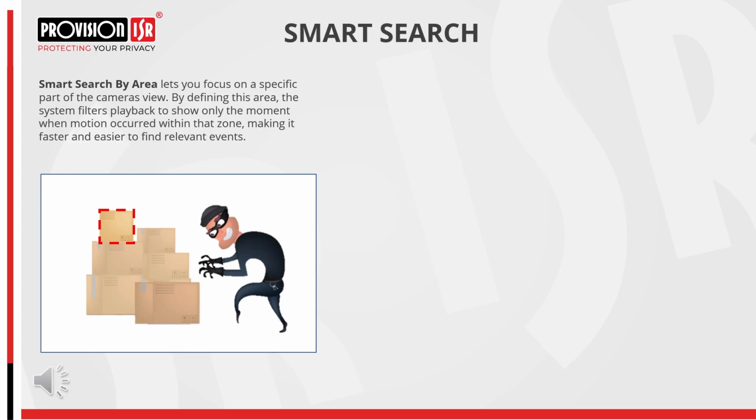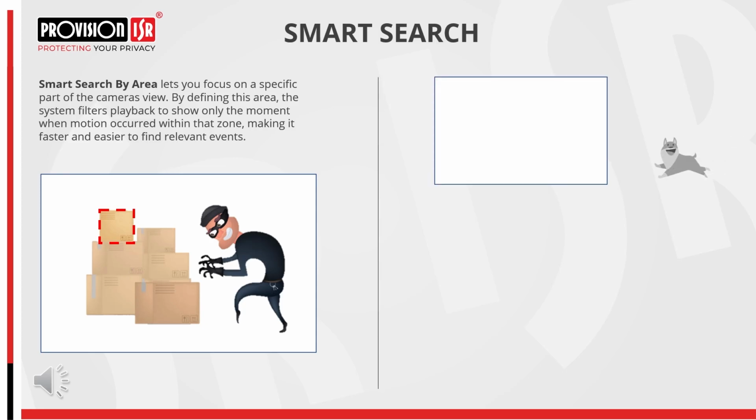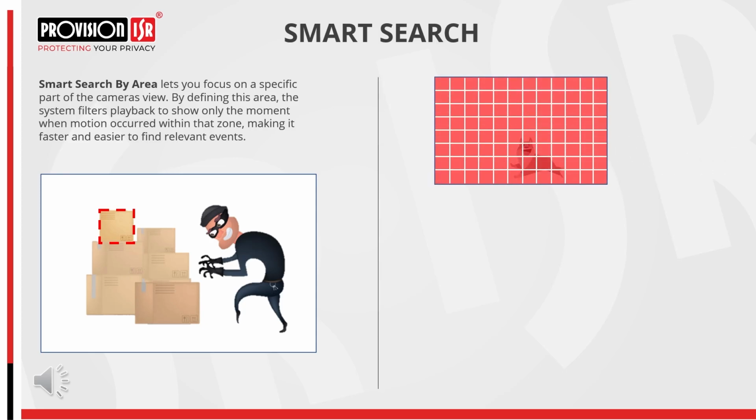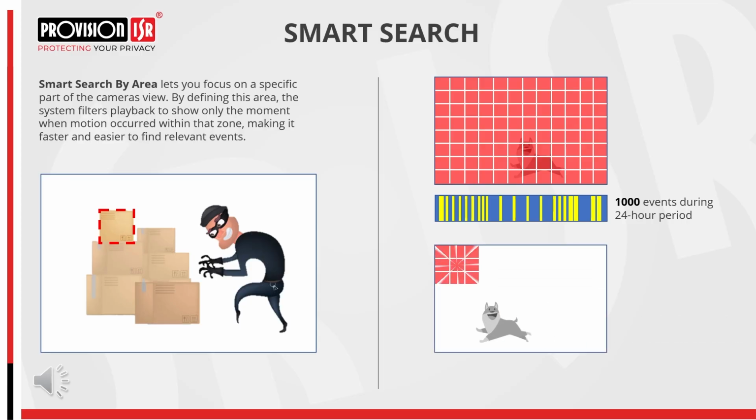For example, if there is continuous activity in one area of the frame throughout the day, monitoring the entire frame would generate hundreds of motion events. However, by focusing on motion within a specific area of the frame, the number of events is significantly reduced, saving valuable search time since the Provision ISR NVR can narrow the search down to that precise area.